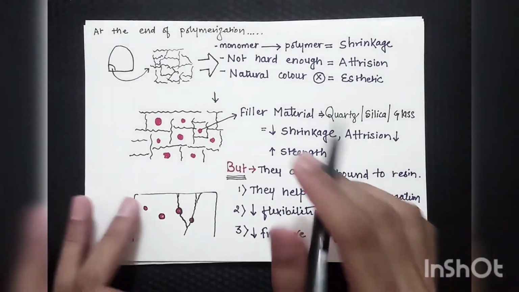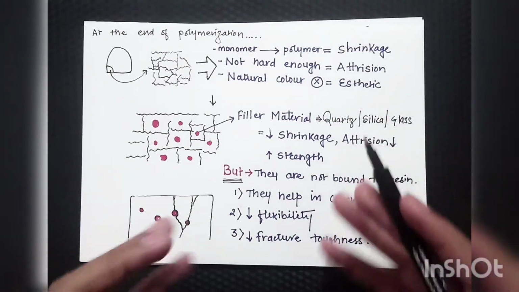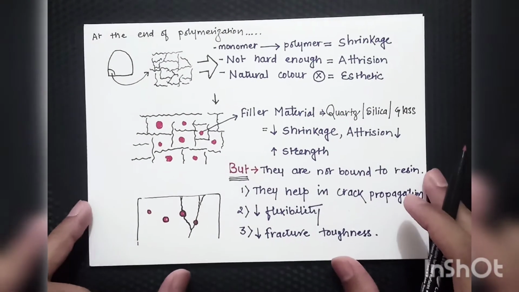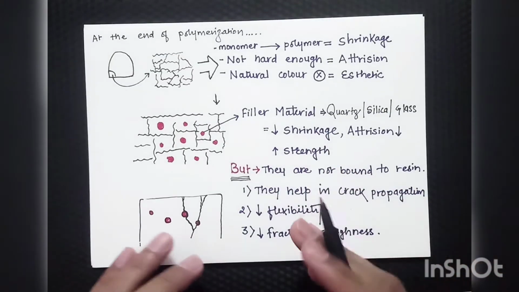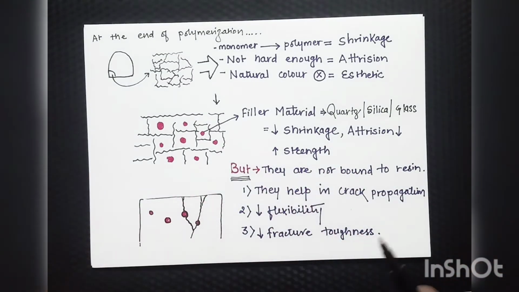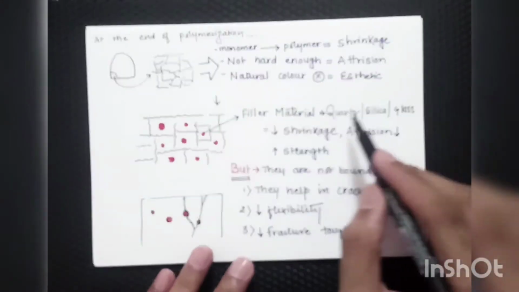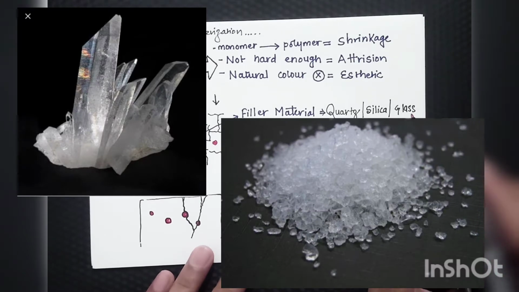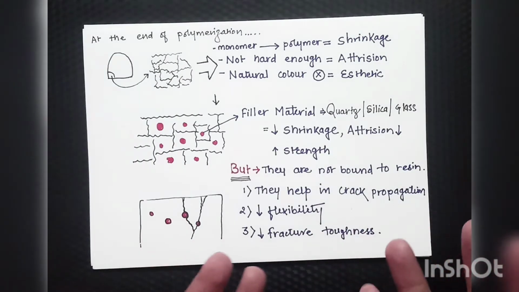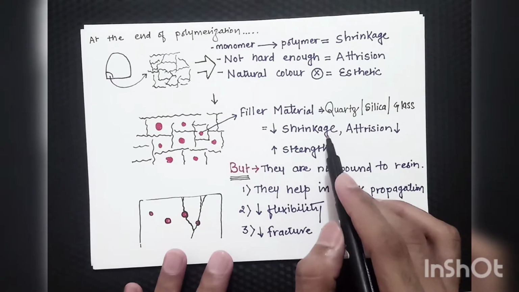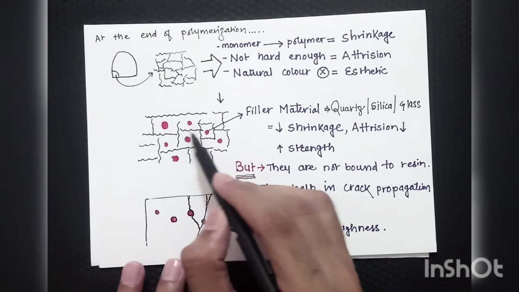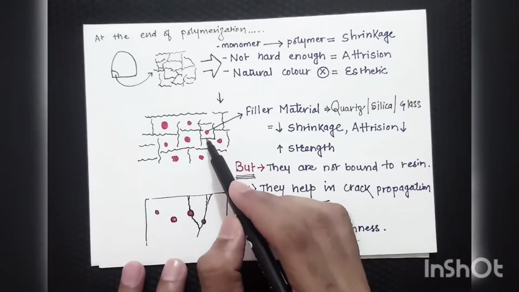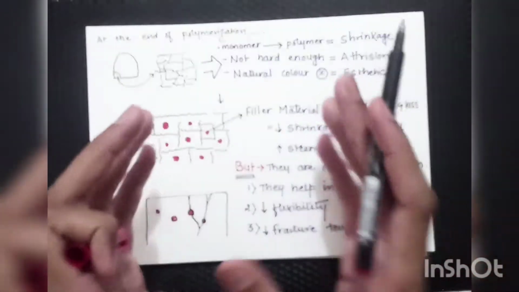To increase the hardness and toughness of the material, we have to add some filler materials. These are materials which are hard themselves and they will provide strength to this polymer. These materials are quartz, silica and glass. What is the function of this filler material? They will reduce the shrinkage because they will fill the gap between these polymers and resist the shrinkage.